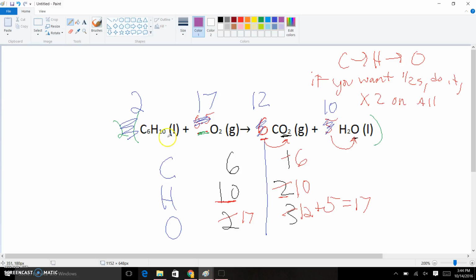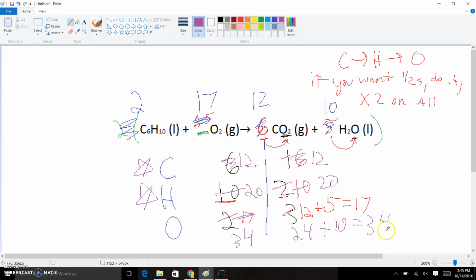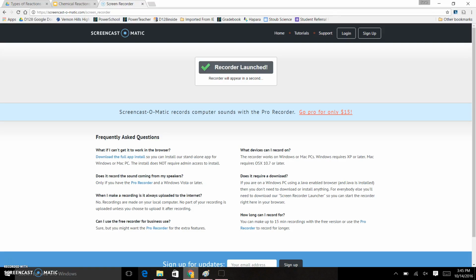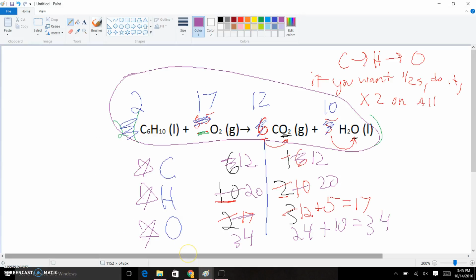We'll double check it anyway. 2 times 6 to get my C's is 12. On the other side, I have 12 C's also. This one's good. Looking at my H's, 2 times 10 makes 20. On my right side, I've got 2 times 10 makes 20. H's are good. Taking a look at my O's, 17 times 2 makes 34 O's on the left. If I look at my O's on this side, I've got 12 times 2 makes 24, plus 10 more makes 34. And it's balanced if I do 2, 17, 12, 10. That's the trickiest kind. I hope it went well.